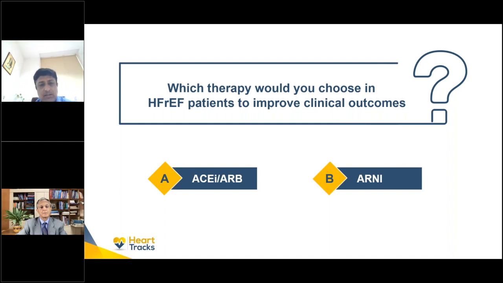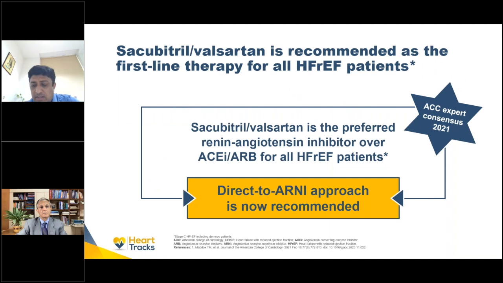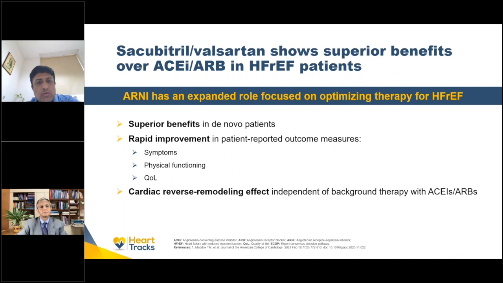This has been discussed a lot at many forums. ACE inhibitors or ARNIs. I will not discuss it in detail because it has been discussed earlier also. The only thing which is new is that previously ACE inhibitors had to be started, and those patients who were stable on ACE inhibitors should be shifted to ARNIs. Now the direct-to-ARNI approach is recommended. You can give ARNIs to your patients at low dose, you can start at 50 BD and then gradually up-titrate these drugs.